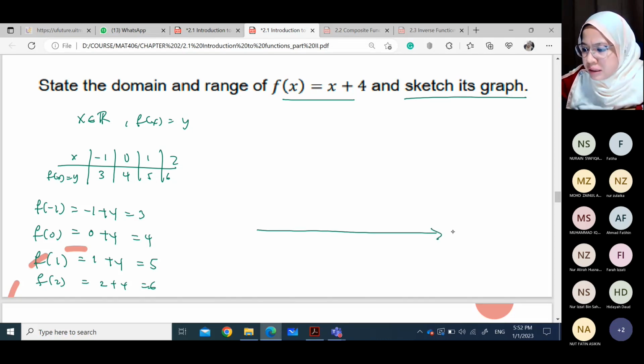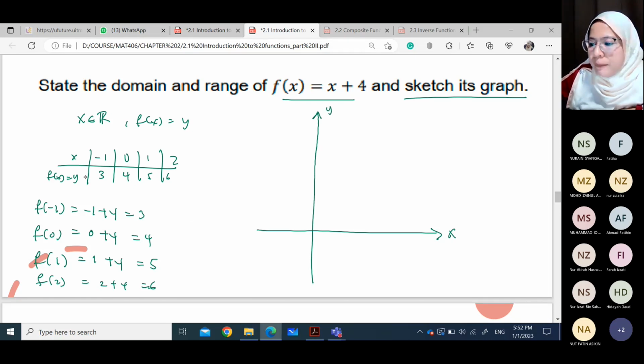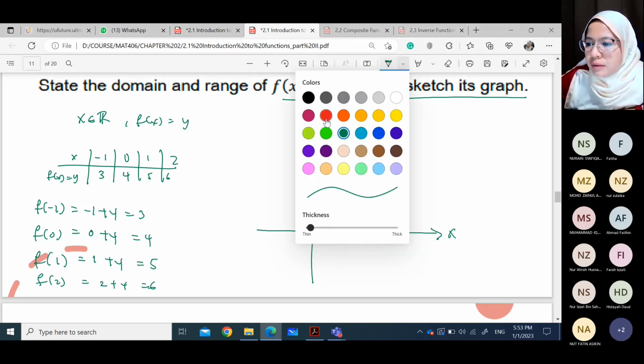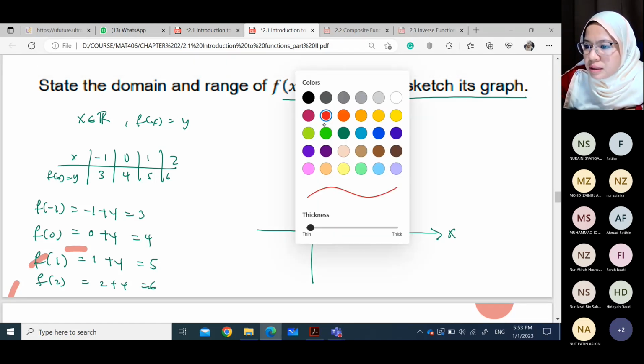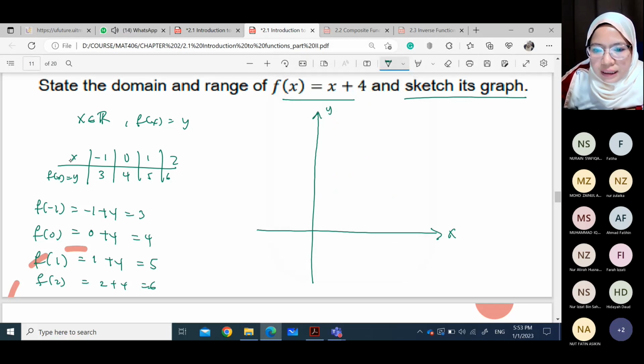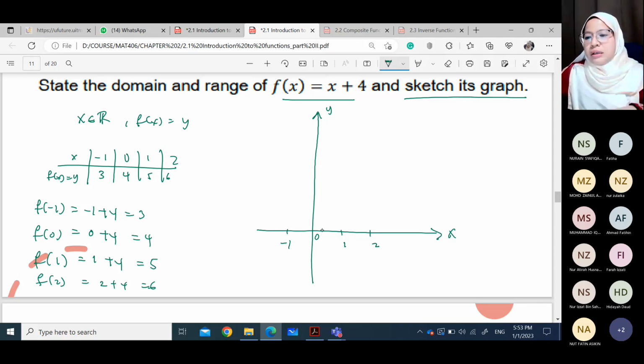Okay, so now we can sketch the graph. The way is you draw a straight line here. So this one is the x-axis, and the vertical line here is the y-axis. Okay, so just plot. So our x is negative 1, so negative 1 here. Here is 0, and this one we have 1 and 2. Make sure the distance between 0, 1, 2 is the same, then our graph will look good.